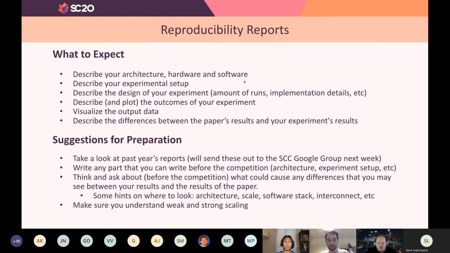So for preparation, take a look at the reports from last year. Any part that you can write before the competition, you should. The competition is a very intense time, and writing sometimes takes a little peace and quiet. You could even outline the sections where you don't know what the content is going to be, put what you expect, and then edit later. So I would urge you to start on that early and iterate.